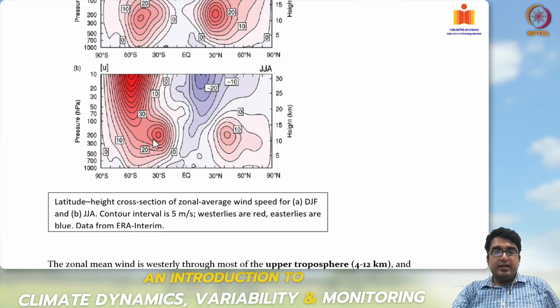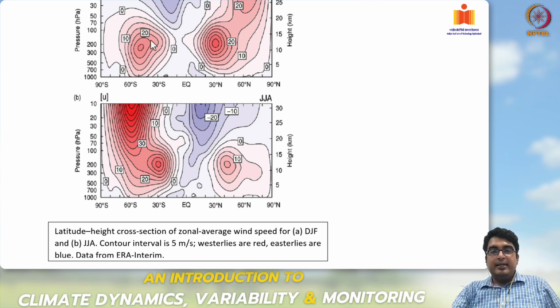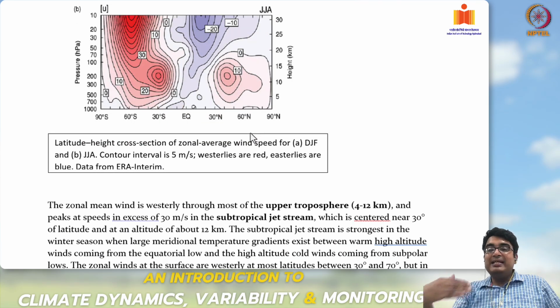Here the contour intervals are 5 meters per second, and you can see the speeds here are like 20, 25, 30 in these westerlies, extremely high speed winds, and these have an impact on airline travel as well.